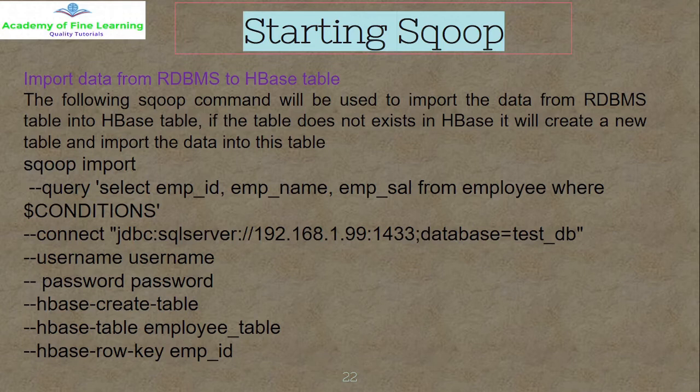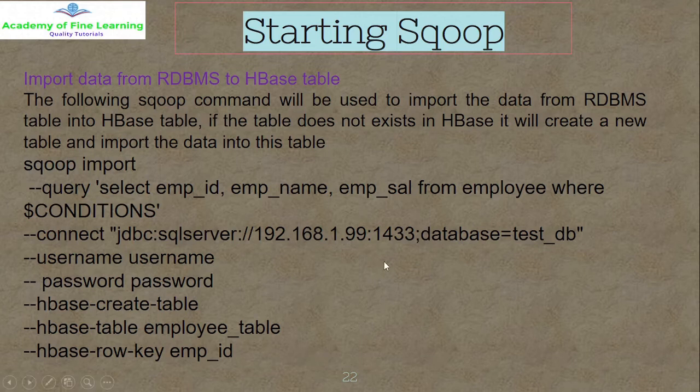Yes, what is the HBase row key? Meaning, what is the primary key over there? It will be employee ID. So this employee ID, which you are fetching now by using this particular SQL query, will be the primary key in the employee_table. This table named employee_table will be created if it is not available, and there employee_ID will be the primary key. That's the concept here.